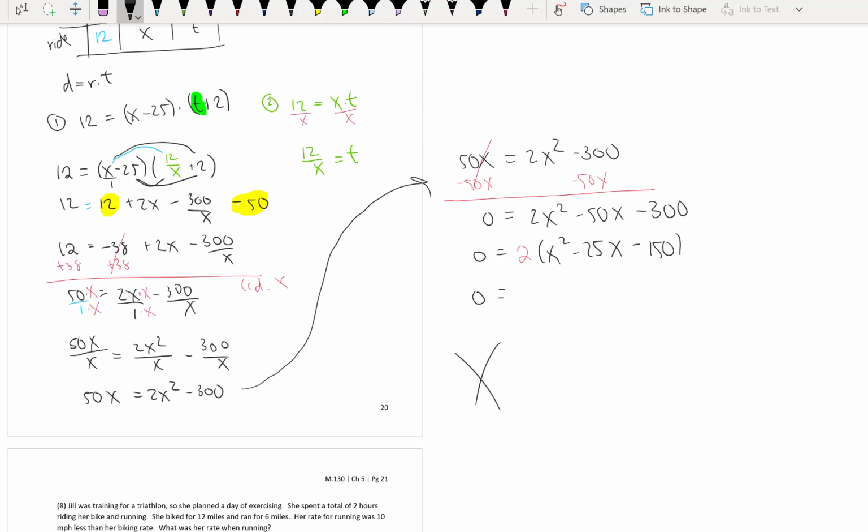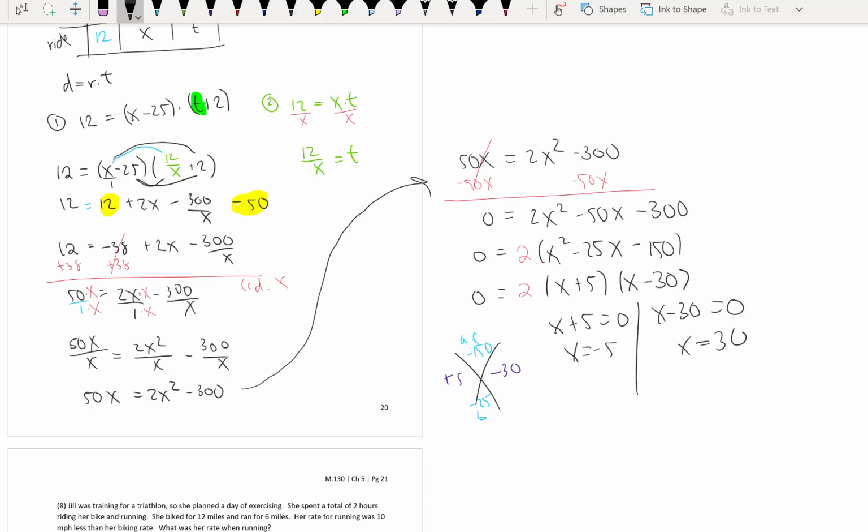So if I do the AC method, or if I just do guess and check, that is fine. I'm going to need to multiply to 150, that adds up to negative 25. So now that I've found my factors, I know that this is going to be x plus 5 and x minus 30. So I have x plus 5 is equal to 0, so x is equal to negative 5. I have x minus 30 is equal to 0, so x is equal to positive 30.